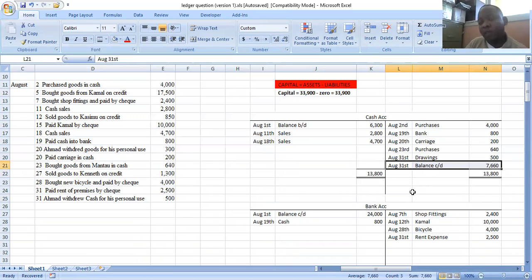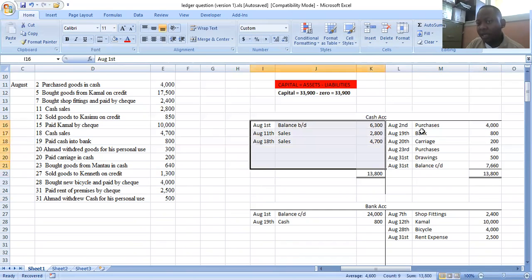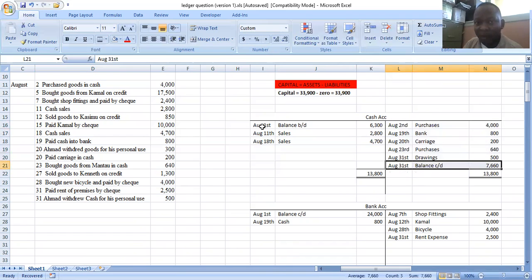So debit balances, whenever you are closing the account, will appear on the credit side of the account. This is to show that the debit side is bigger than the credit side. So this is a debit balance, whereas the opening balance is a debit balance, but they're appearing on the opposite sides. So please, I need you to note that.